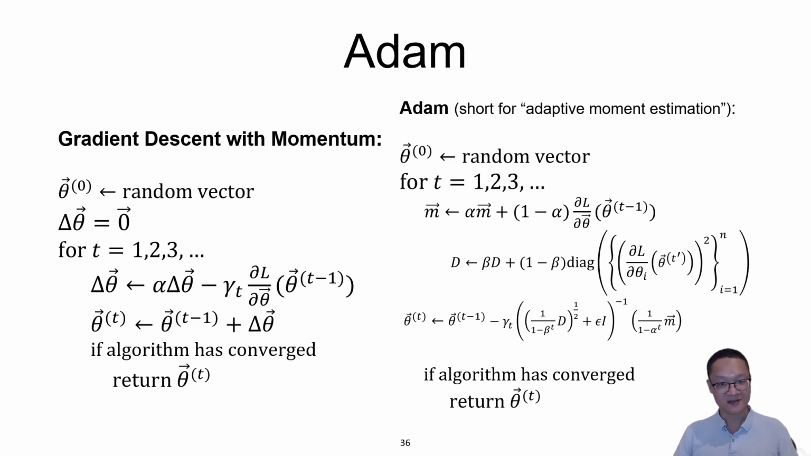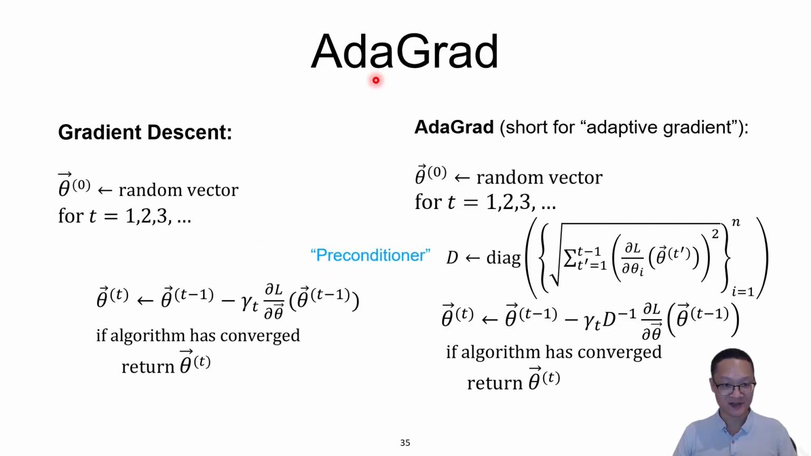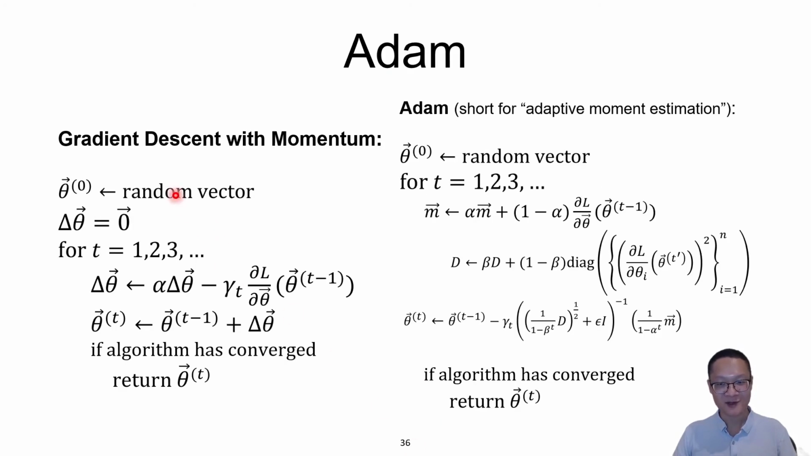Okay, next we have ADAM. ADAM stands for Adaptive Moment Estimation. This is basically AdaGrad with momentum, or you could think of it as momentum with adaptive gradients. Okay, so this looks a little ugly, so we're going to go through it slowly again. Let's start with this line over here.